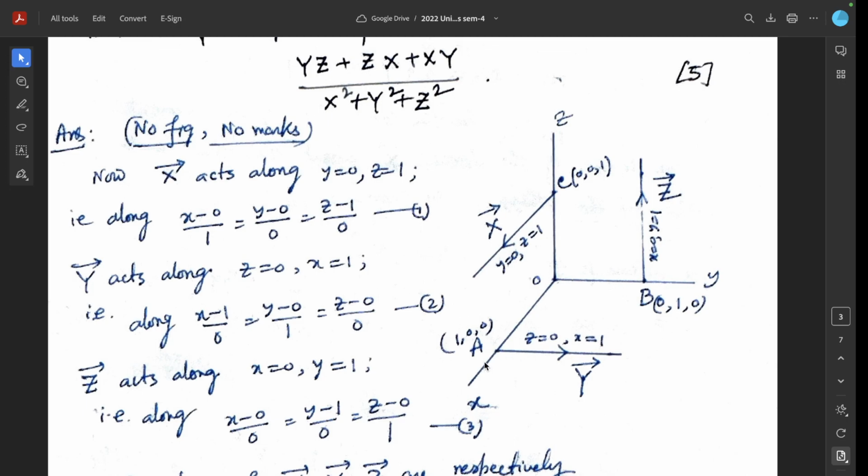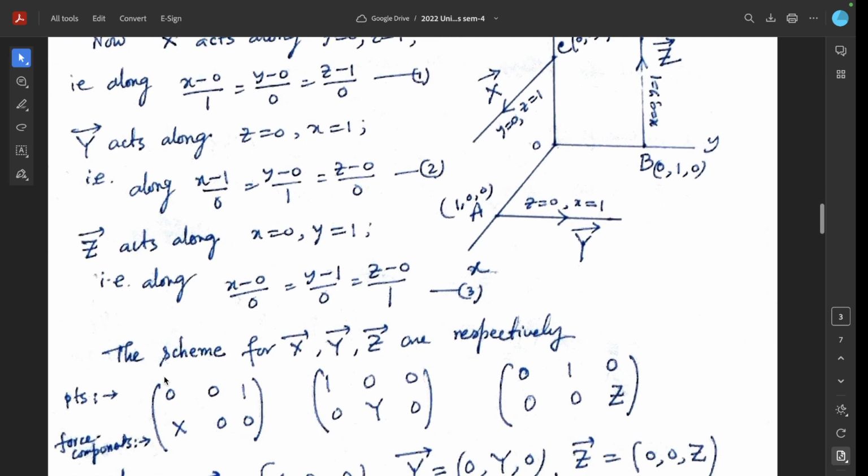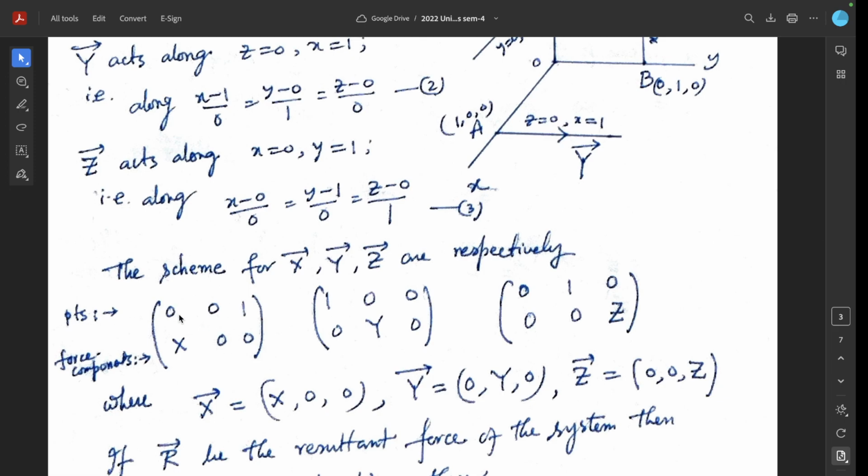This force acts parallel to the y-axis. So the symmetrical form of the equation of this line is (x minus 1)/0 equal to (y minus 0)/1 equal to (z minus 0)/0. And the Z force, vector Z, acts along a line parallel to the z-axis at the point B with coordinates 0, 1, 0. So the symmetrical form of this line is (x minus 0)/0, (y minus 1)/0, (z minus 0)/1.